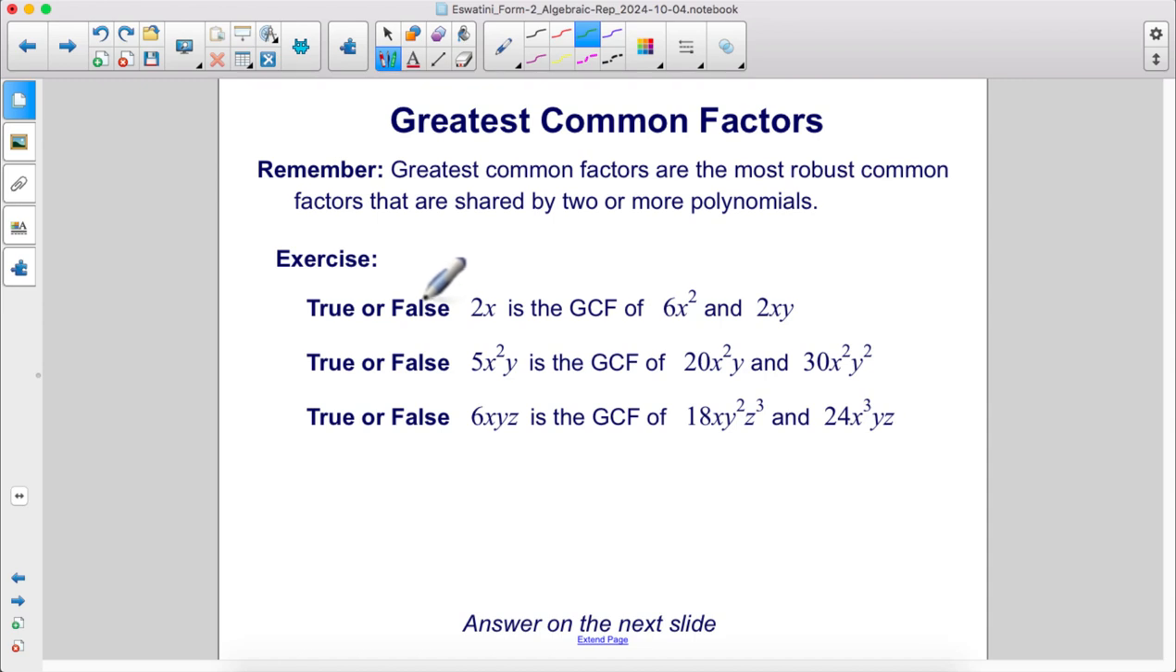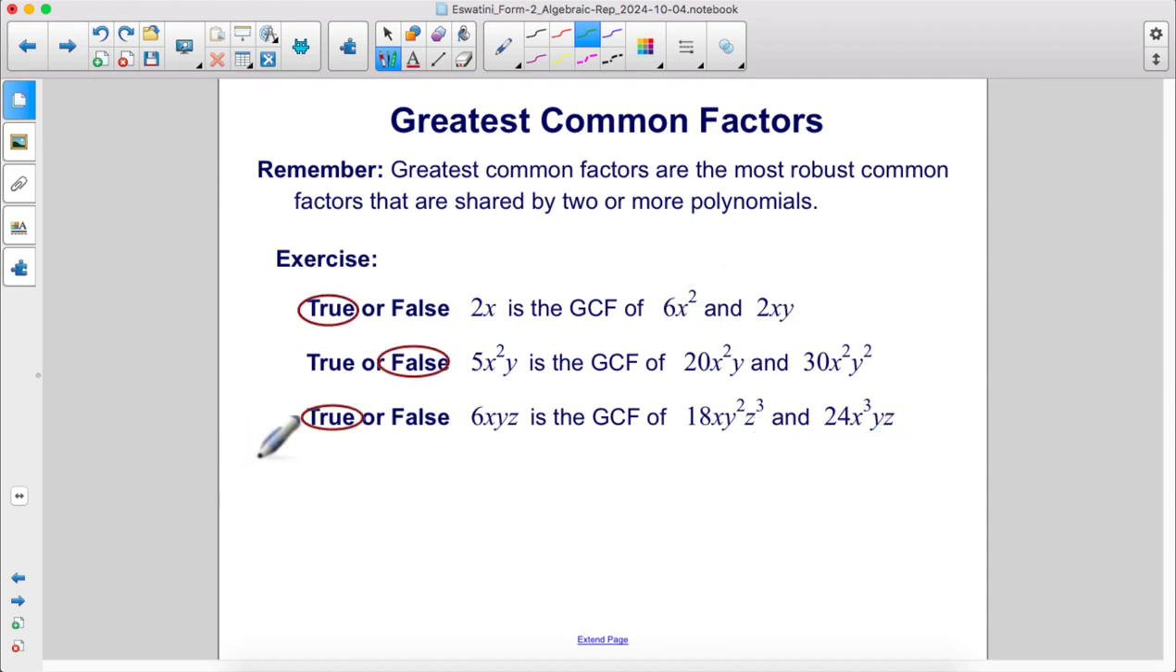True or false? Is 2x the greatest common factor of 6x squared and 2xy? Is 5x squared y the greatest common factor of 20x squared y and 30x squared y squared? Is 6xyz the greatest common factor of 18xy squared z cubed and 24x cubed yz?